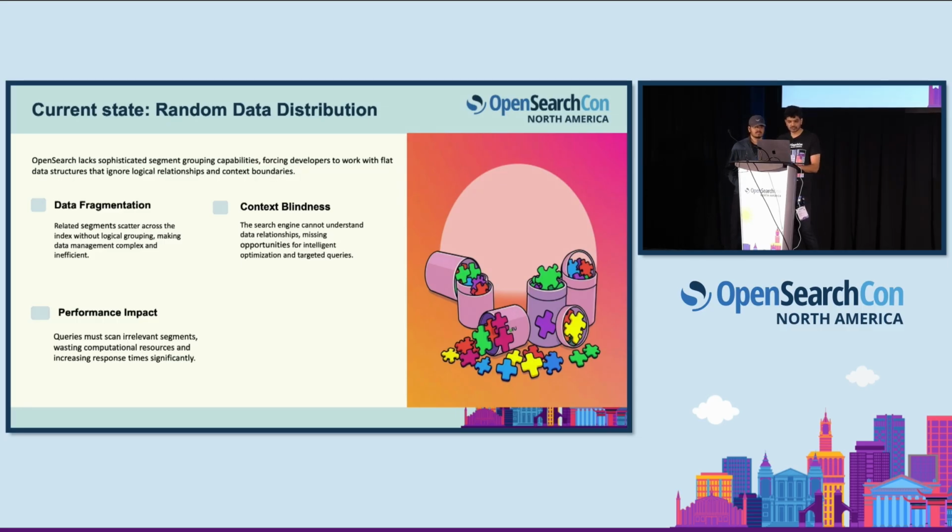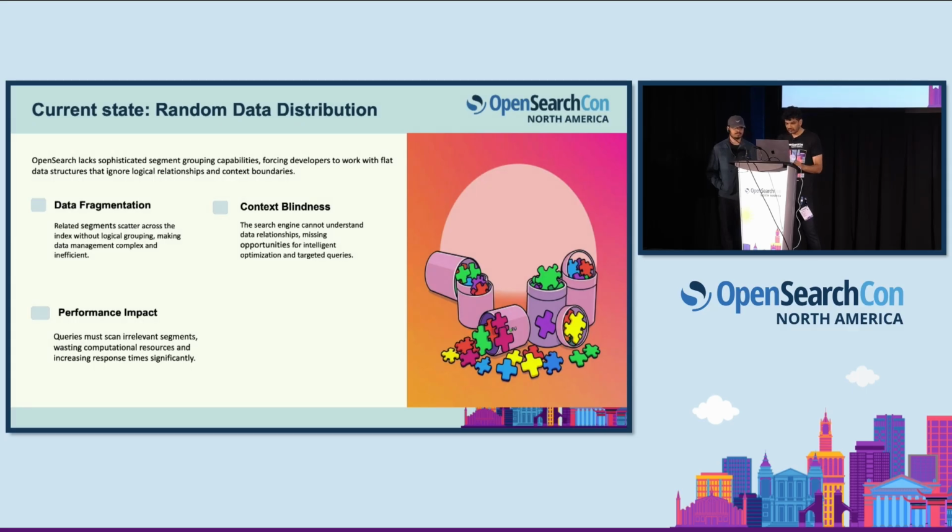So the slide basically highlights the issues with random data distribution. One of them is data fragmentation. Since it's a random distribution, any document can just land in any segment, and every time we need to make sure that we go through all the segments before we can return the search results. Since data is related, there is context blindness within the shard where, if there is a data relationship, it still is distributed across segments, and we cannot leverage that data relationship to optimize our queries. And as a side effect, we again have a performance impact where we are just leaving gains on the table when we can't leverage those data relationships.